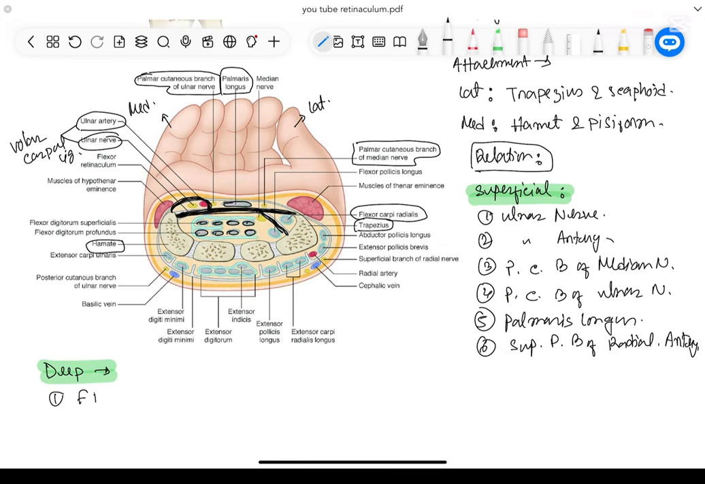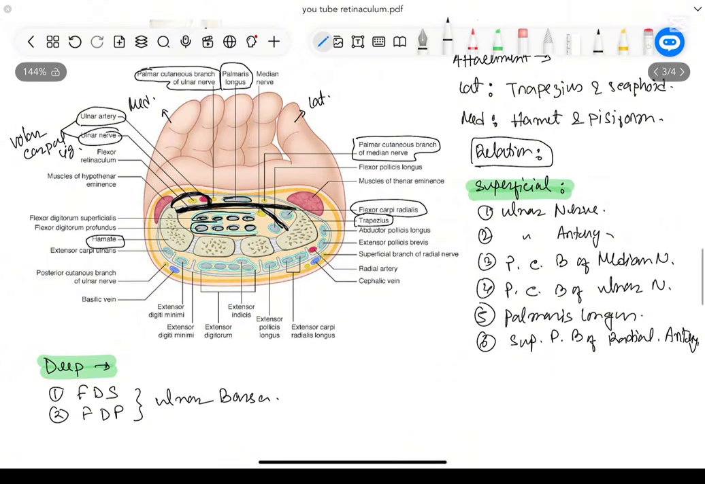Anyway, so first is the flexor digitorum superficialis tendon and flexor digitorum profundus tendon. They are encircled in a common sheath. This blue color is that common sheath which is encircling. The name of that is called the ulnar bursa. After that, we are also going to get number 3.